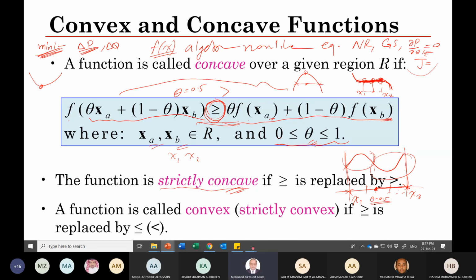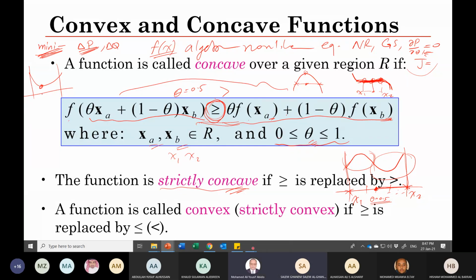It's convex. Okay. Because of the bounds that we are restricted to. Because of the boundaries that we are restricted to. So we can say it's convex in this case.